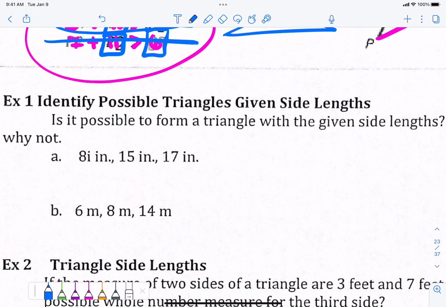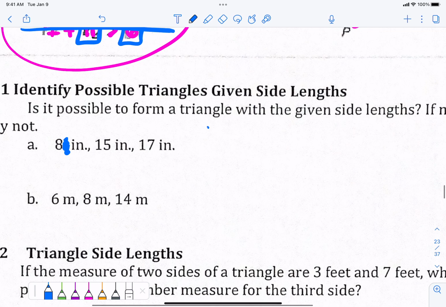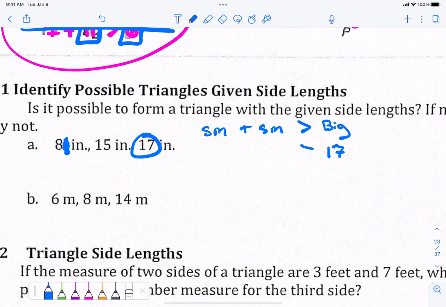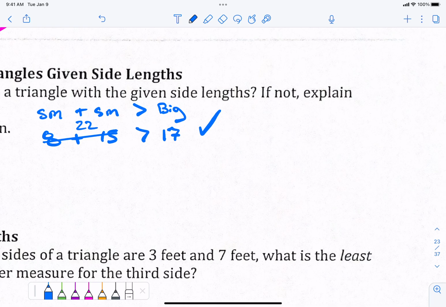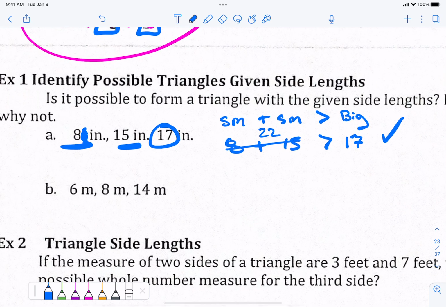Example 1, they have an A, and this is a typo. That's not an I. We're not dealing with imaginary numbers. They have 8, 15, and 17. I need to check that the 2 small sides added together are bigger than the biggest side, right? The biggest side here is 17, so I want to make sure I put that in that spot. And is 8 plus 15 bigger than 17? Yes, this is 23. 23 is bigger than 17, so what does that mean? Yes. It will make a triangle. If I have 3 boards that are this long, each of them, it will fit together to make a triangle.